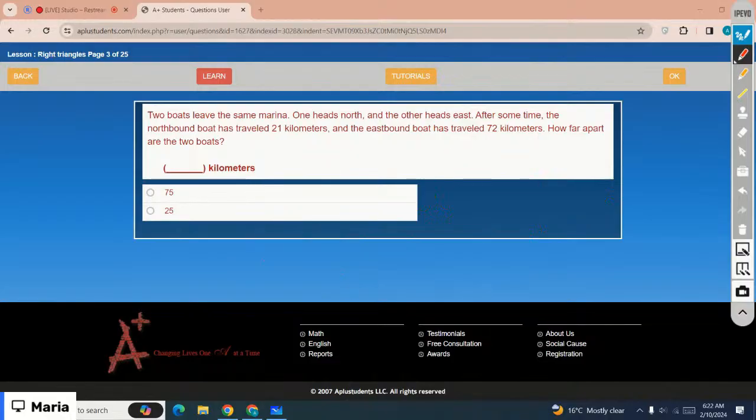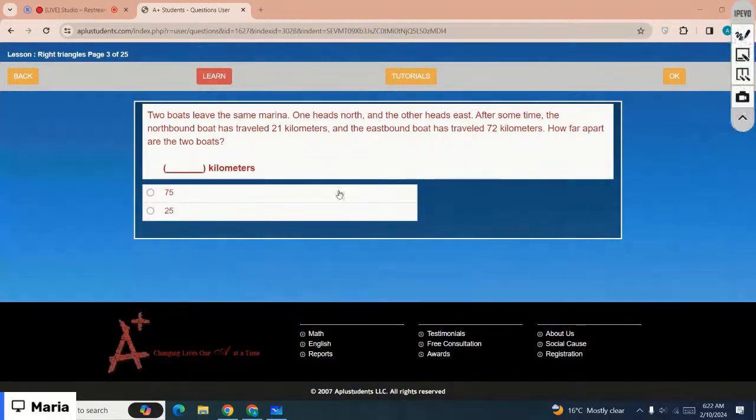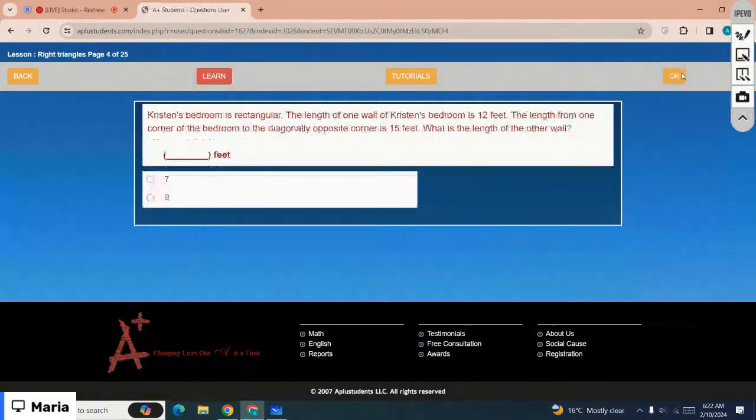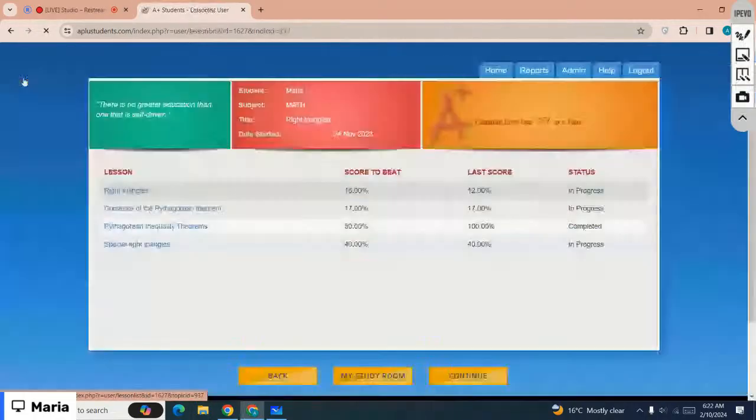The correct option is 75. Okay, you can complete the lesson by yourself later today. Let's just move on to the next lesson, and the next lesson is converse of Pythagorean theorem.